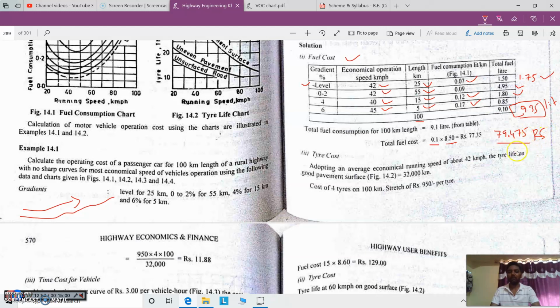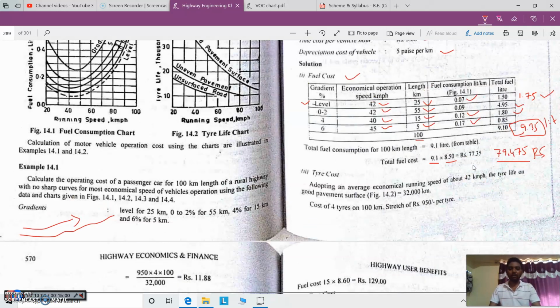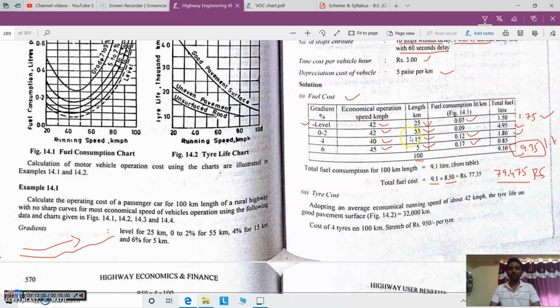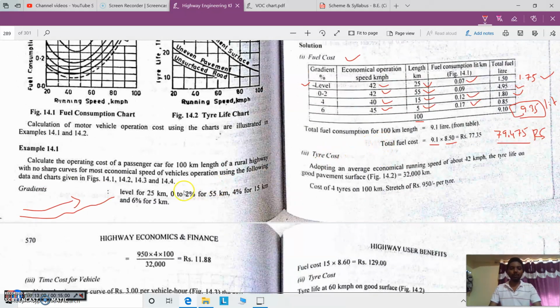That means you are required to pay about 80 rupees to travel 100 kilometers whenever your fuel cost is about 8.5 paise per liter, and you are traveling with these different gradients with this much length in each gradient, right? Similarly the remaining costs will be calculated, and I will discuss that in the next video lecture.